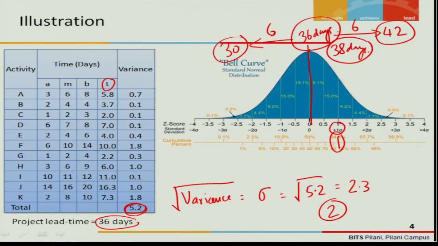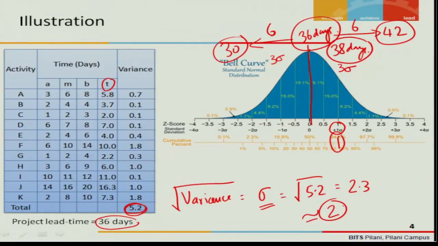Square root of variance is sigma. So square root of 5.2 is, say, 2.3. We assume it to be 2 for the sake of our understanding here. And if the sigma is 2, you know that the normal distribution feature is that around the mean, on both sides, it will have a dispersion of 3 sigma. To the left it will have a dispersion of 3 sigma, and to the right it will have a dispersion of 3 sigma. If you take that, 99.9%, the entire area will be covered.